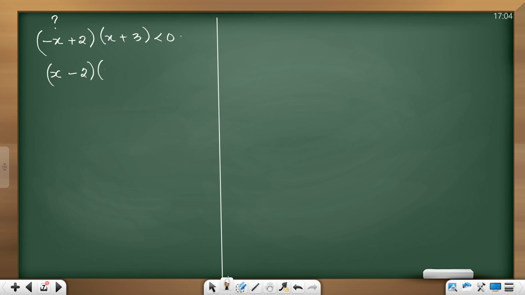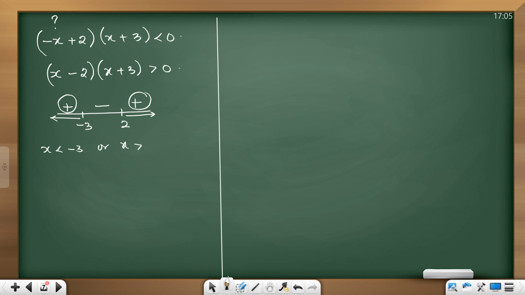Once I do that, okay, this one is fine. I have to change this inequality sign. Now I have it as standard form. Critical values, small number on the left, because it's negative 3. Once I have that, plus, minus, plus, what am I looking for? Greater than 0. X is less than negative 3, or x is greater than 2. Are we okay with that? I wanted to make sure you guys understand what I mean by standard form.